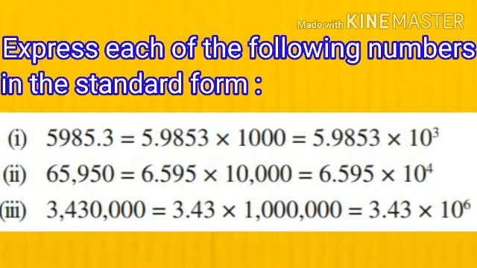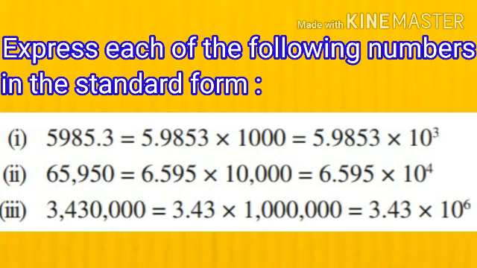Now we take some examples to understand it better. Express each of the following numbers in the standard form. First, 5985.3. We can write it as 5.9853 into 1000. There are 3 zeros, so we write 5.9853 into 10 to the power 3.